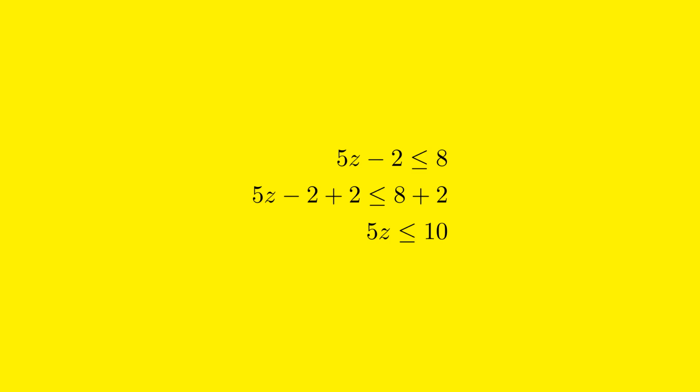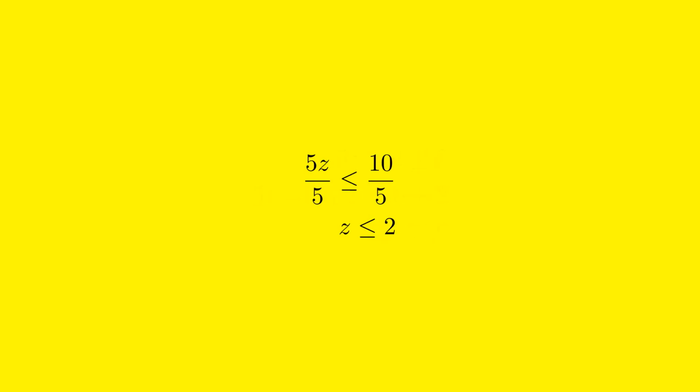Now we add 2 to the right side. 8 plus 2 equals 10. Now the inequality looks like this: 5z less than or equal to 10. By doing this, we have simplified the inequality, making it easier to solve for z. Next, we will divide both sides by 5 to isolate z, but we will explain that in the next step. In summary, after adding 2 to both sides, the inequality becomes 5z less than or equal to 10.